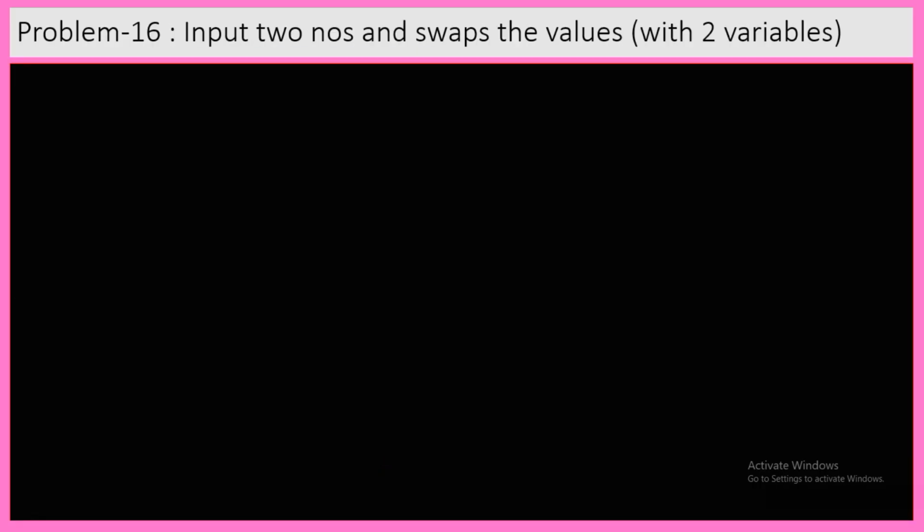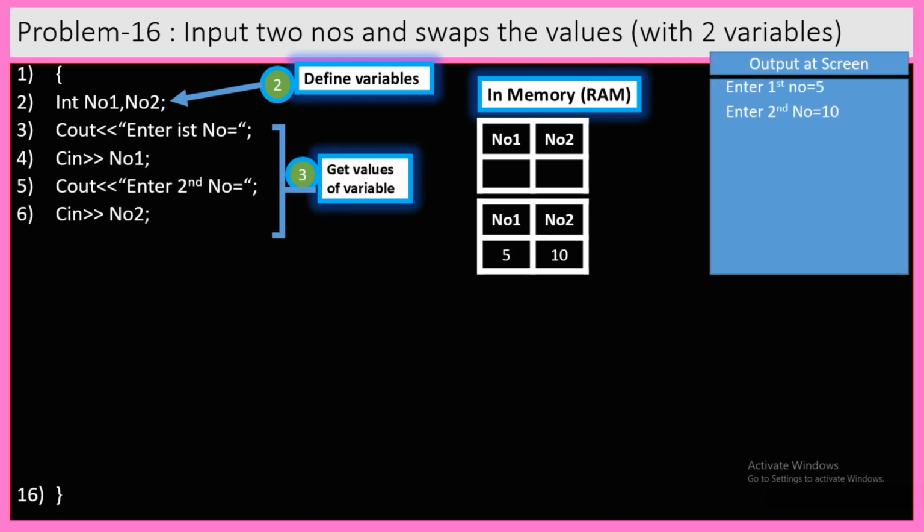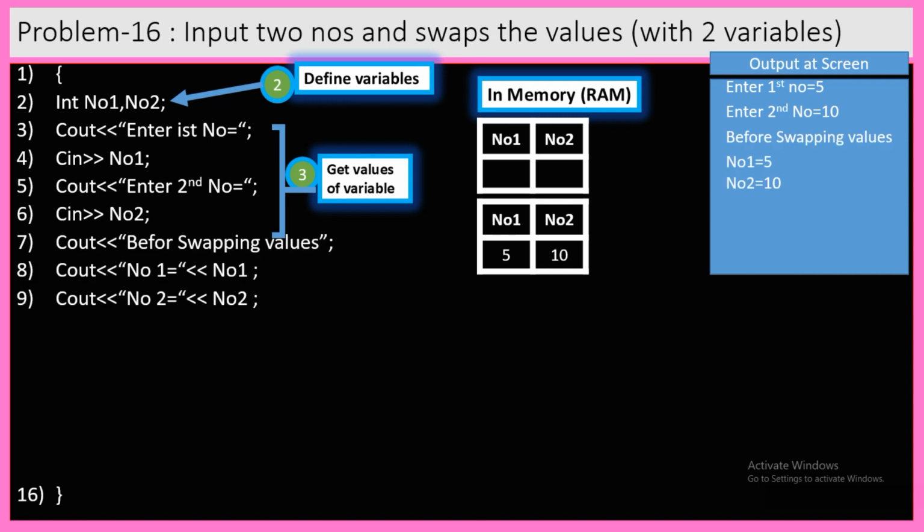Next problem is input two numbers and swap their values with two variables. In previous problem, we swapped the values with three variables. First of all, write down the basic structure. In second step, define variables. We only define two variables, number 1 and number 2. Get the values of variables, get number 1 and number 2. Suppose user enter number 1 5 and number 2 10. Before swapping, show the values at monitor.